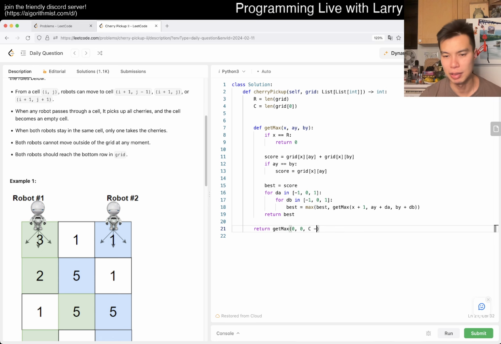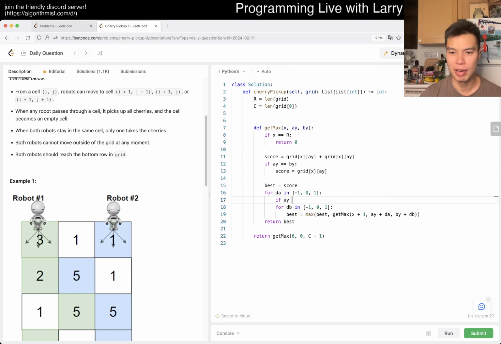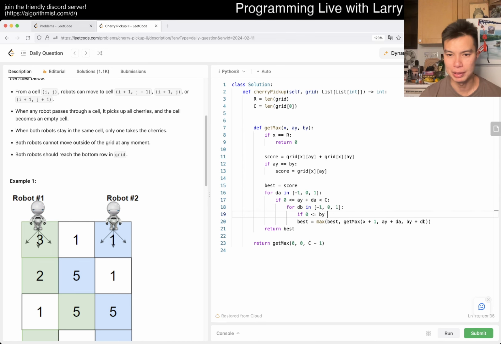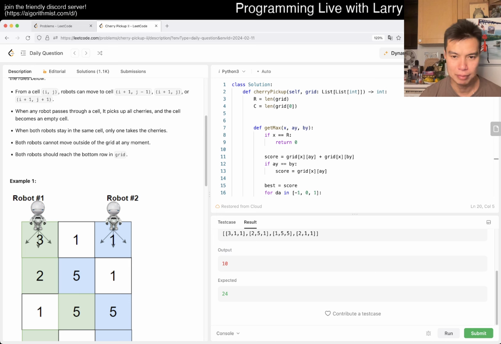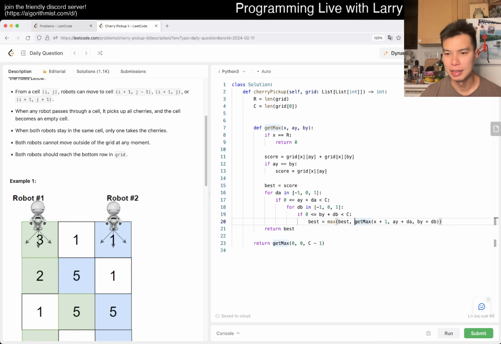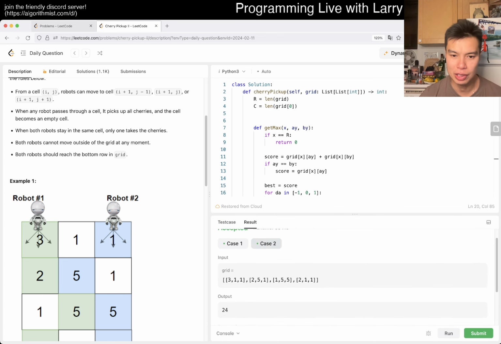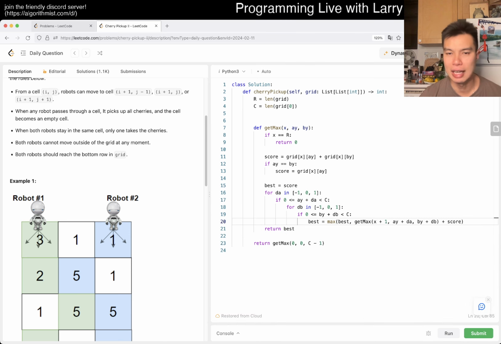And then this is c-1, right? Of course, there are some minor things we have to clean up. For example, we have to make sure that a y plus dA is in between the columns, and also the same thing for b y plus dB. Oops. Did I mess it up? Probably. Oh, I just did this thing, but then it should be this thing plus score, right? Yeah, so it looks good. It should be good, and it handles everything, and that's pretty much it.